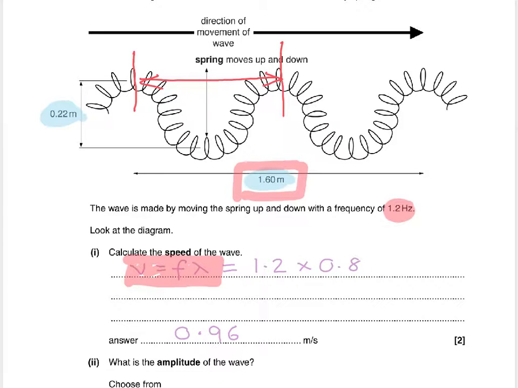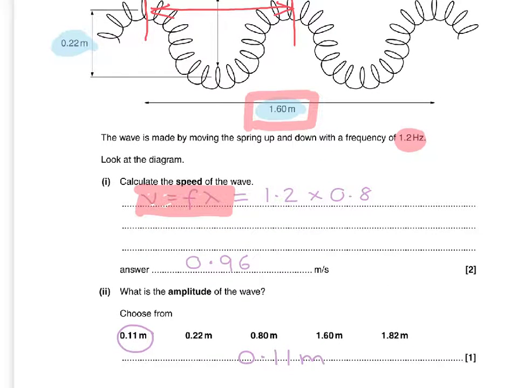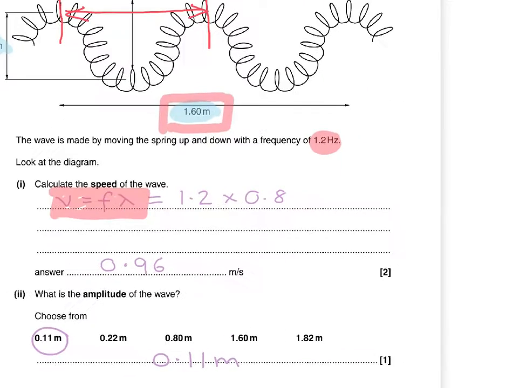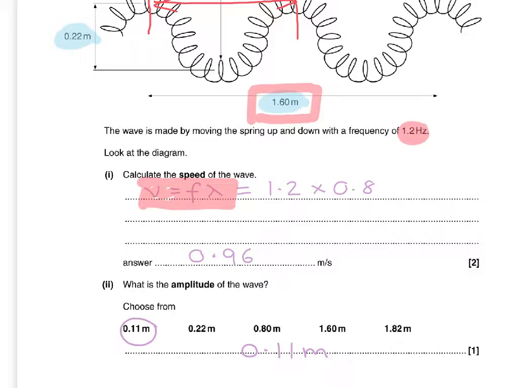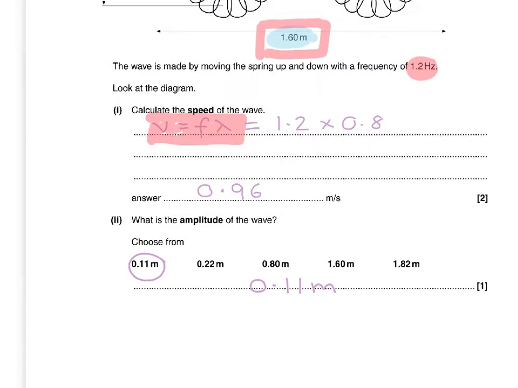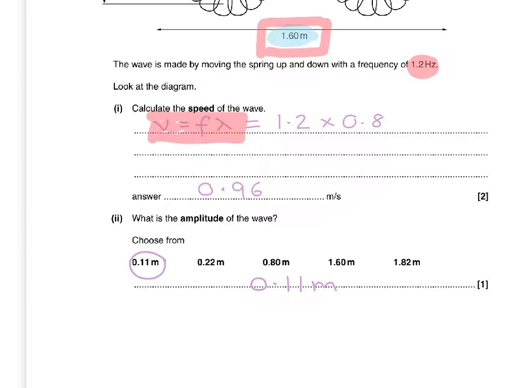And then going back to our question, you can see you just stick it in. 1.2 times 0.8 is equal to 0.96. Okay, and that gets you the 2 marks. So if you did use the 1.6 meters, you would have got 1 mark for choosing the correct formula, putting it in the right place, selecting the right number from the diagram. But of course, you wouldn't get 2 marks, because you needed to halve the 1.6 to get the actual wavelength.